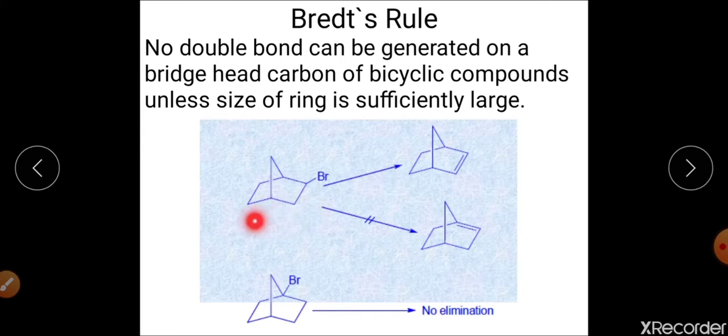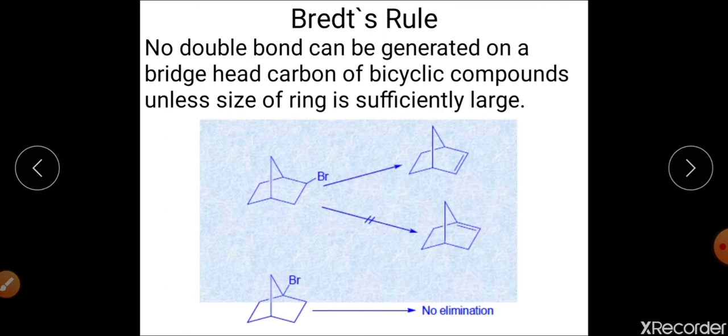For example, this is a case in which this is the bromine, this is the leaving group, and here is a carbon that contains hydrogen, and here is a carbon that also contains hydrogen. So when we talk about the elimination reaction, the dehydrohalogenation reaction in this particular case, we can say that this hydrogen will be eliminated and this bromine will be eliminated, and there will be a double bond between this carbon and this carbon, right? So this product will be synthesized only, and no product formation like this. What is the reason behind that?